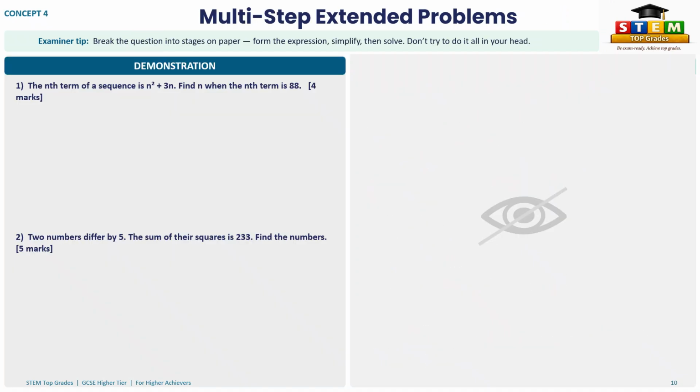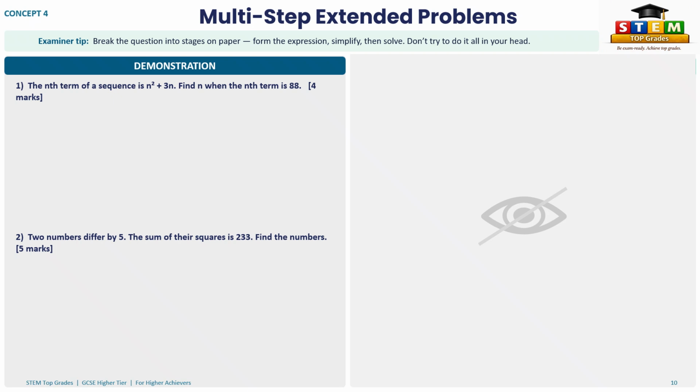Concept number 4, multi-step extended problems. Examiner tip: break the question into stages on paper. Form the expression, simplify, and solve. Don't try to do it all in your head. Now, the first question says the nth term of a sequence is n squared plus 3n. Find n when the nth term is 88, and that's a question that's worth 4 marks.